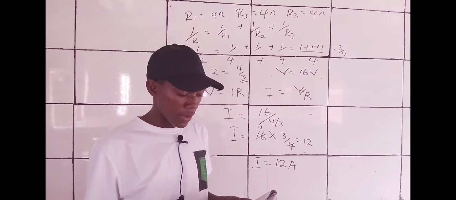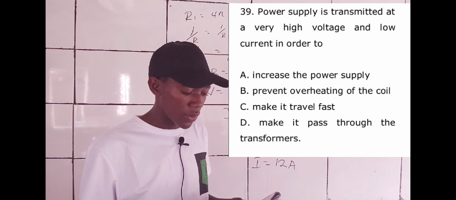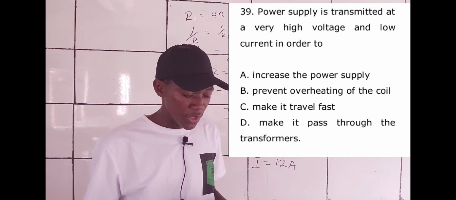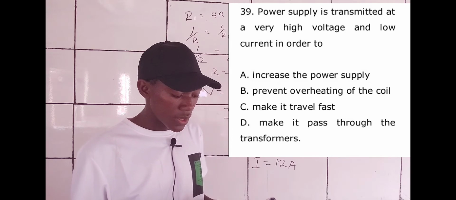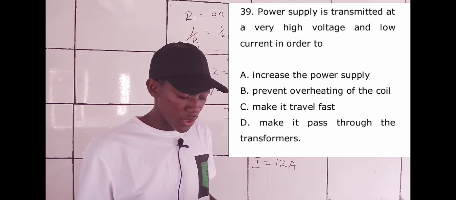Question number 39. Power supply is transmitted at a very high voltage and low current in order to: A. Increase the power supply, B. Prevent overheating of the coil, C. Make it travel fast, D. Make it pass through the transformers.